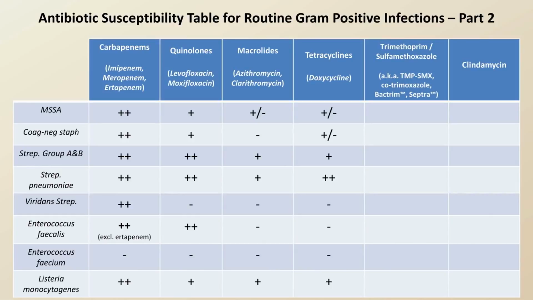Trimethoprim-sulfamethoxazole, which goes by many other names, most common of which is Bactrim in the US and cotrimoxazole in many other parts of the world, has great gram-positive coverage with the exception of Enterococcus and coag-negative staph. Finally, clindamycin covers MSSA a bit, as well as group A and B strep and strep pneumoniae. So that was a lot of information. Is there any way to distill this down into something more digestible and possibly even memorizable?